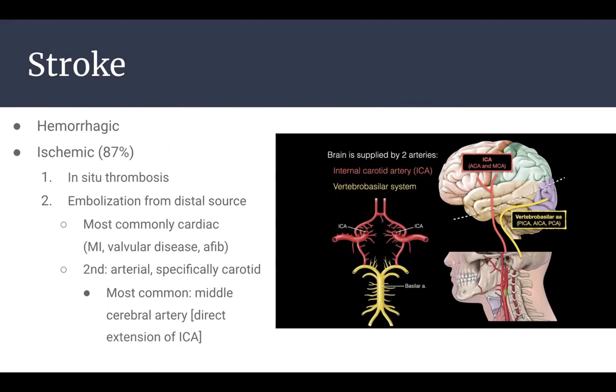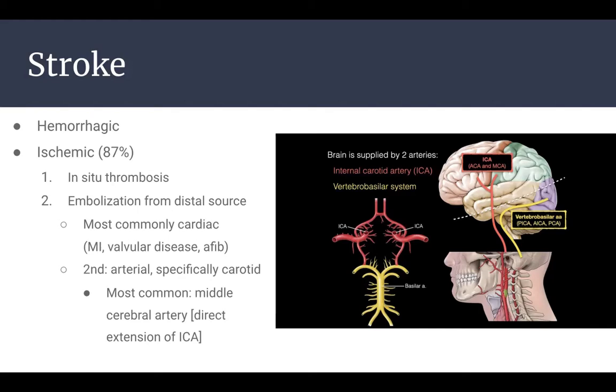So let's switch gears and just talk about strokes in general. You can have hemorrhagic strokes, which are your brain bleeds, or ischemic, which is going to make up a large portion of the strokes that you see. Ischemic strokes can be from in situ thrombosis or embolization from a distal source. The most common place that you might have embolization of a blood clot would be from the heart.